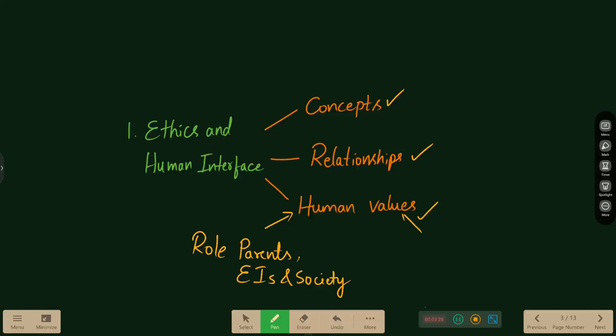And from where can you learn the values? You can learn the values from the teachings of great reformers, philosophers, and administrators.